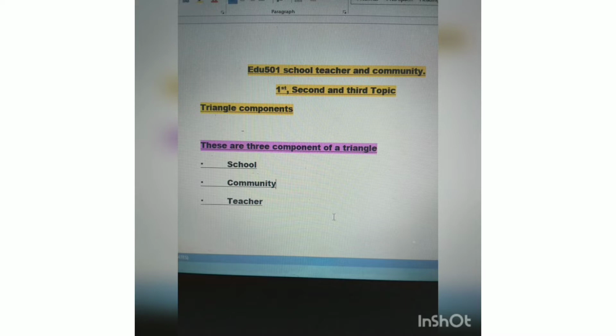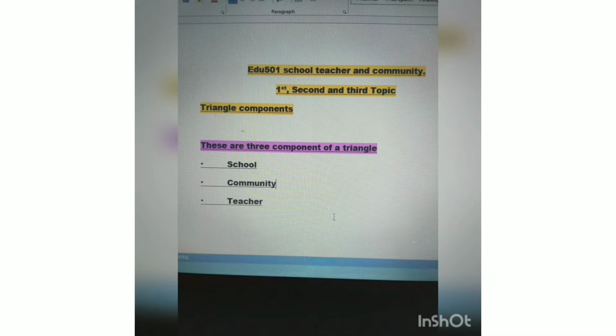Dear students, there are three components of a triangle. These components have equal importance in a triangle. If any one of them is missing, the triangle will not be complete. For a proper triangle, all three components have to merge together.